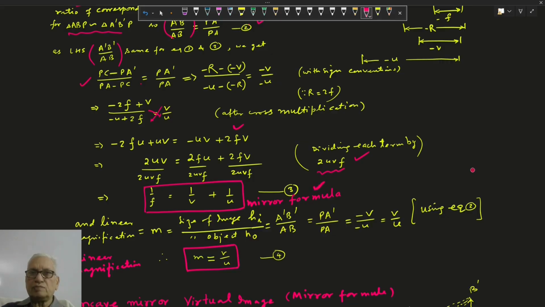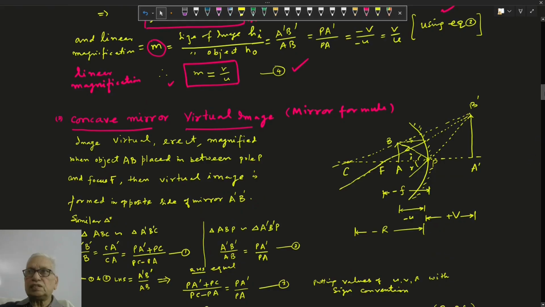And for the linear magnification M, size of the image HI upon HO, A dash B dash upon AB, from the second equation. Using the second equation, P A dash upon PA, sign convention value V by U, minus cancels out. So this is the linear magnification given by equation 4.